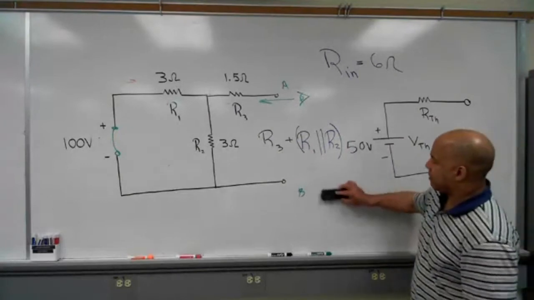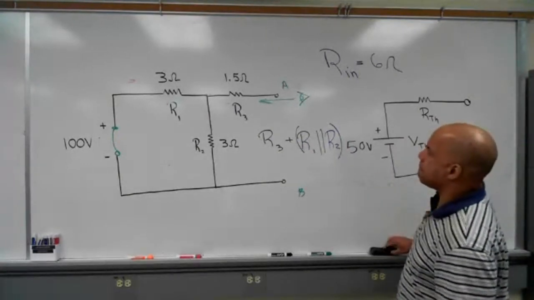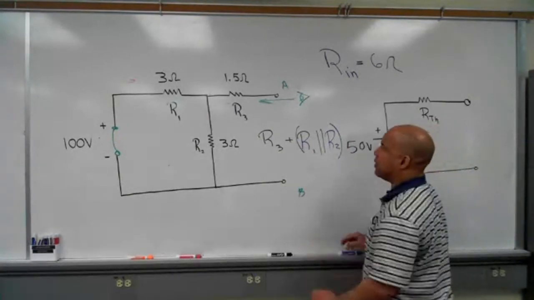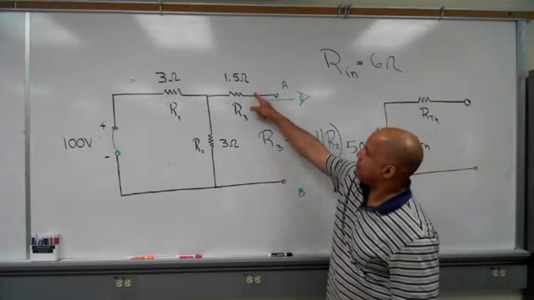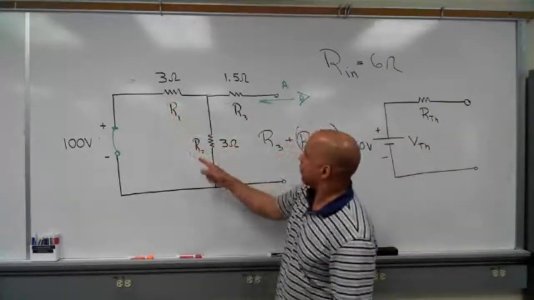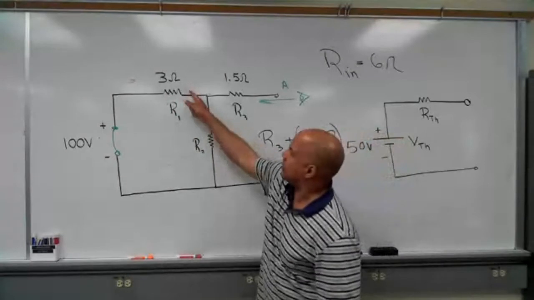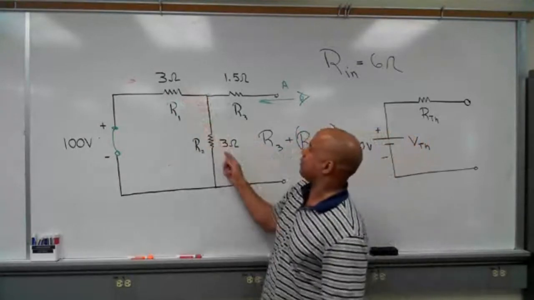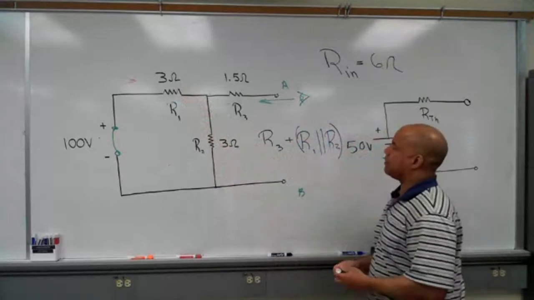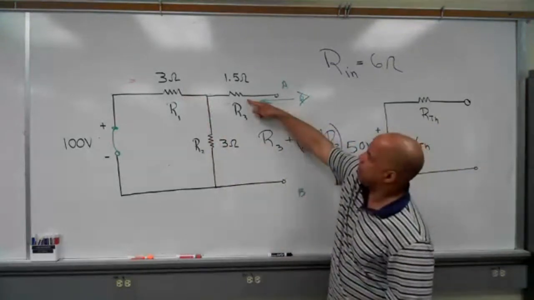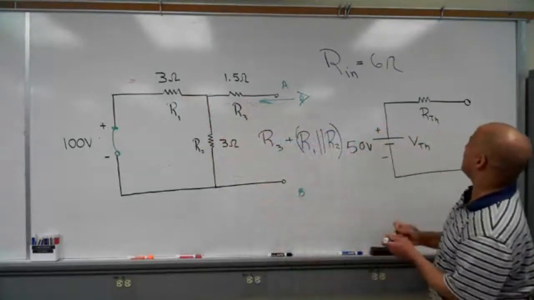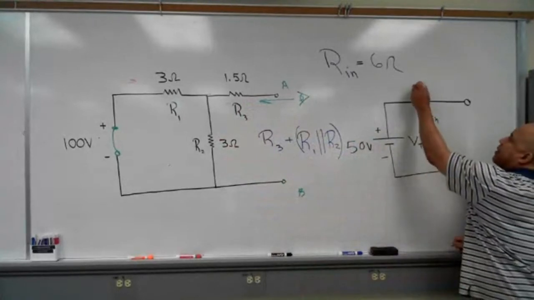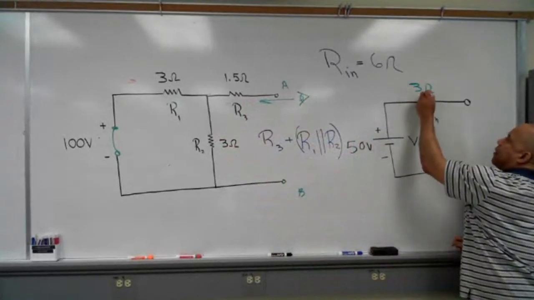So go ahead and figure that out for me. It'll be pretty simple. I've got 1.5, and I've got 3 parallel 3. With the same resistors in parallel, it's just half the value. So 3 parallel 3 is 1.5. So basically, I end up with 1.5 in series with 1.5. So RTH should be 3 ohms.